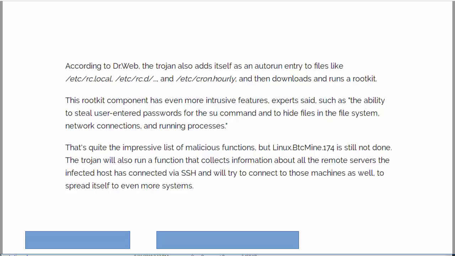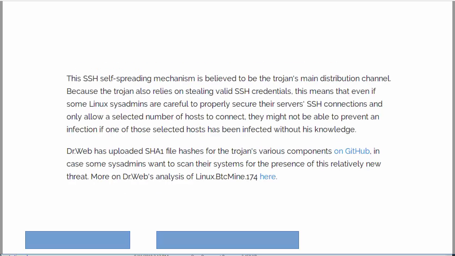It also runs a function that collects information about all the remote servers the infected host has connected to via Secure Shell, and will try to connect to those machines as well to spread itself to even more systems. This Secure Shell self-spreading mechanism is believed to be the Trojan's main distribution channel, because the Trojan also relies on stealing valid Secure Shell credentials. This means that even if some Linux sysadmins are careful to properly secure their servers' Secure Shell connections and only allow a selected number of hosts to connect, they might not be able to prevent an infection if one of those selected hosts has been infected without their knowledge.